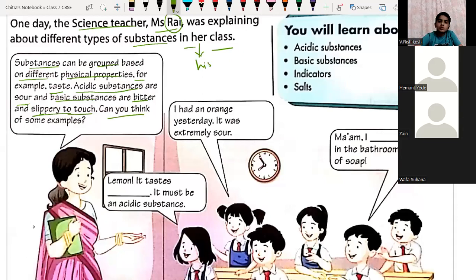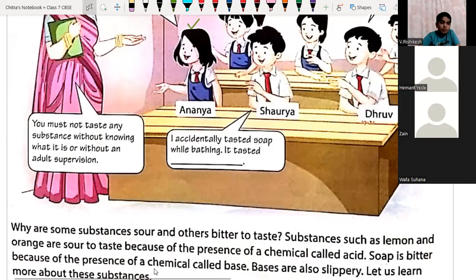Can you think of some examples? One student says, I had an orange yesterday, it was extremely sour. That means the orange contains an acidic substance. Lemon tastes sour, so here we have to write sour taste, it must be an acidic substance. Another student says, ma'am, in the bathroom I used a bar of soap. That means the soap used during bathing is a base.